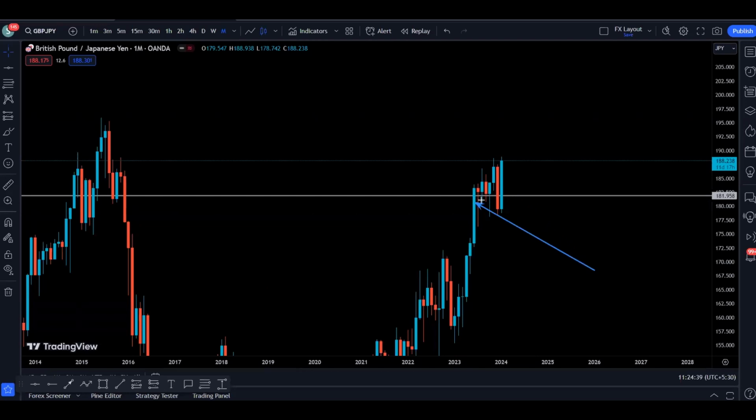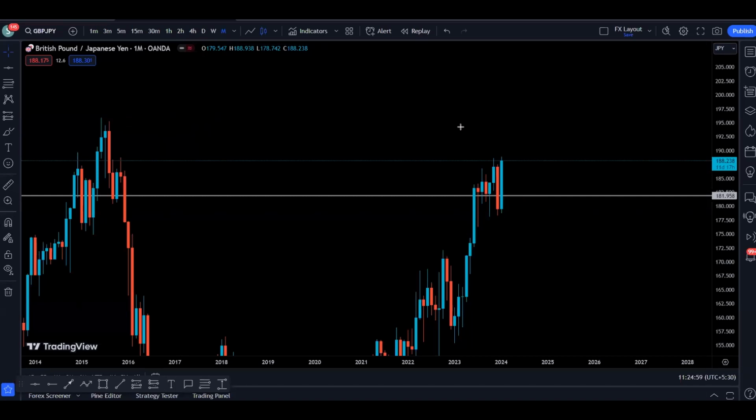and if we close somewhere above this level, then this move to the downside is going to become a fake out, and there will be a higher probability for the price to continue going up, as we are already bullish on the monthly time frame, making higher highs and higher lows. And now the next target for us on the monthly time frame is this one, right?